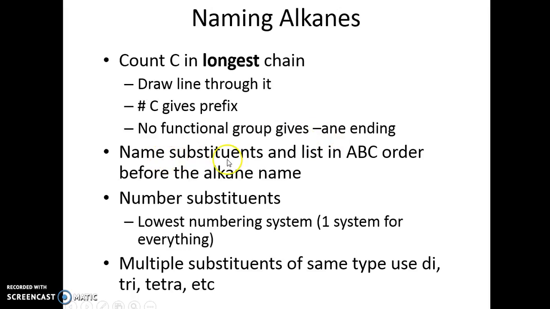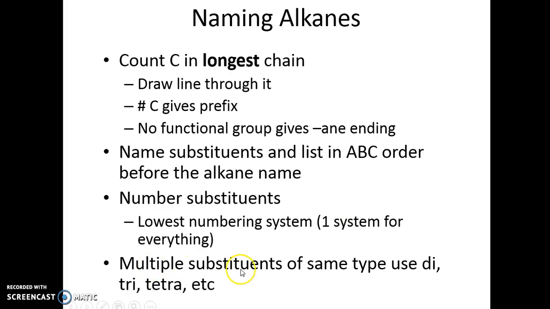After that, you name the substituents and you list them in alphabetical order before the alkane name. You go back and you look to see where the substituents are placed on the chain. And you number from either end of the chain, and then you pick the lowest numbering system. Only use one numbering system for all of the molecule. You can't switch numbering systems in the middle of naming.